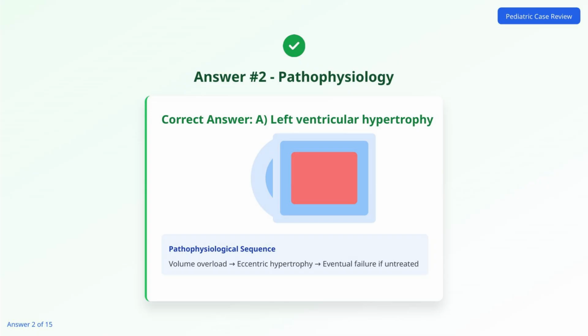In chronic aortic regurgitation, the left ventricle adapts to volume overload by developing eccentric hypertrophy. This allows the ventricle to accommodate larger volumes while maintaining adequate cardiac output. However, this compensation has limits, and without intervention, progressive dilation eventually leads to systolic dysfunction and heart failure.